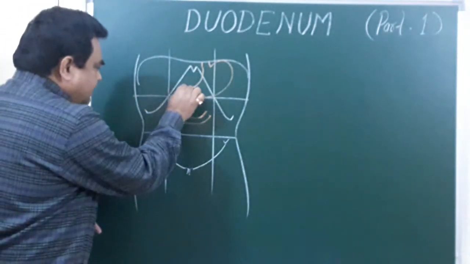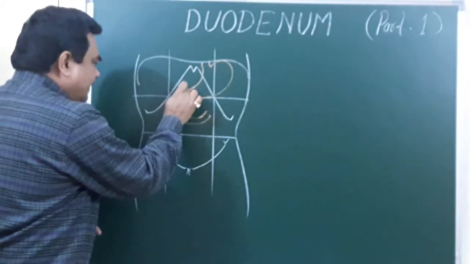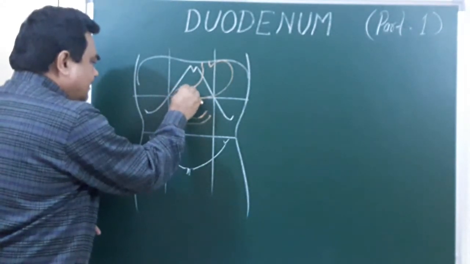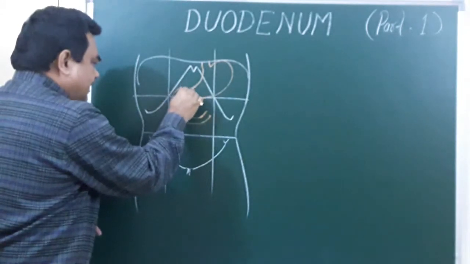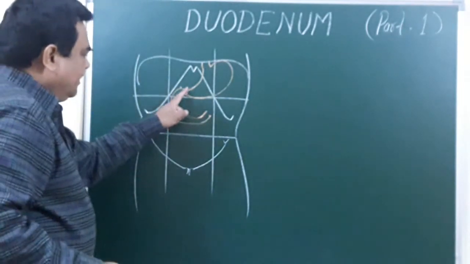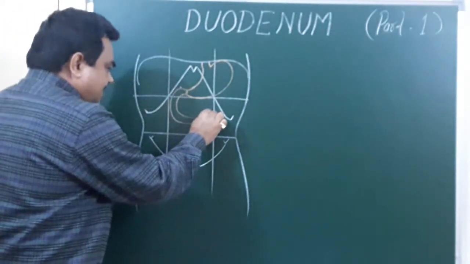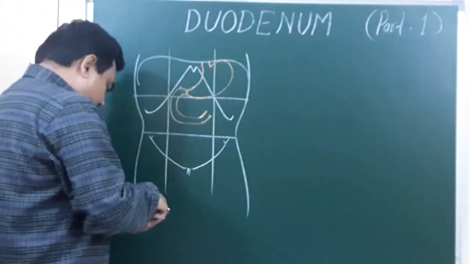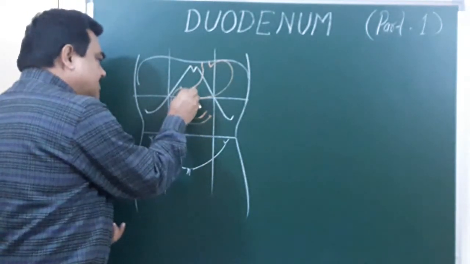So here is the junction of the duodenum, the pyloric junction. This is the duodenopyloric junction. Here is the duodenojejunal junction. So this is the pylorus of the stomach.